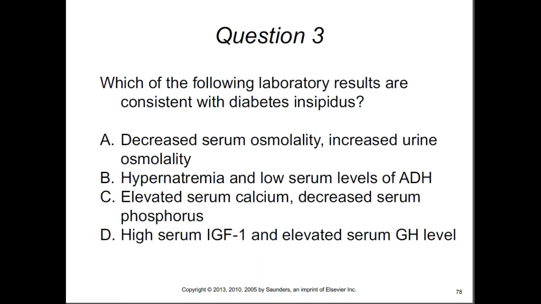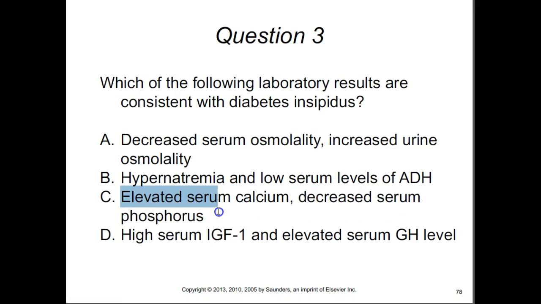So question 3, which of the following laboratory results are consistent with diabetes insipidus? Right, decreased serum osmolality, increased urine osmolality; hypernatremia and low serum levels of ADH; elevated serum calcium and decreased serum phosphorus; and high serum IGF-1 and elevated serum GH levels. Right, so D, high serum IGF-1 and elevated GH, that has to do with growth hormone. So that obviously has nothing to do with diabetes.